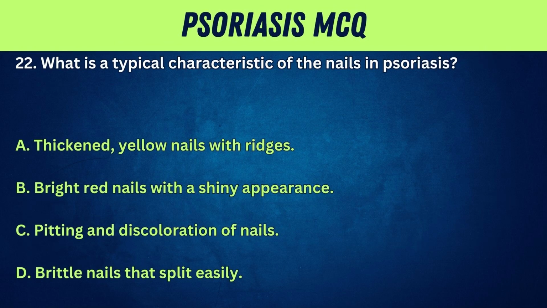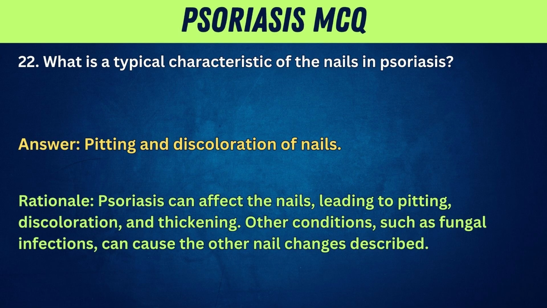22. What is a typical characteristic of the nails in psoriasis? A. Thickened, yellow nails with ridges. B. Bright red nails with a shiny appearance. C. Pitting and discoloration of nails. D. Brittle nails that split easily. Answer: pitting and discoloration of nails.